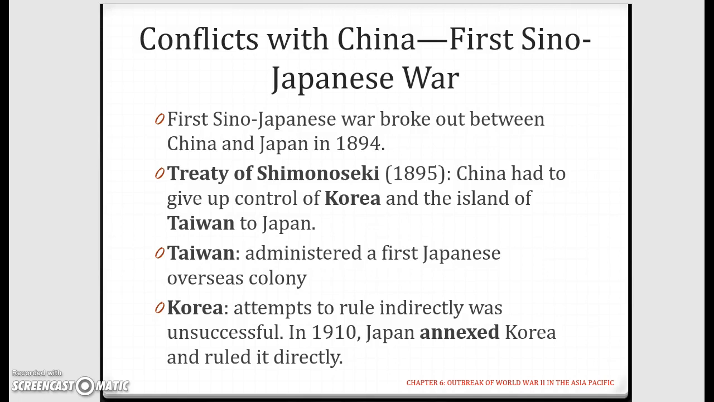So in this case, when we say ruling indirectly in Korea, it would be something like keeping the emperor in Korea, and then saying that the emperor is still the person that the Koreans should be looking to, but actually the emperor has to report to the Japanese. Okay, direct rule would be like removing the Korean emperor directly, and then putting in the Japanese emperor. That would be direct rule versus indirect rule.